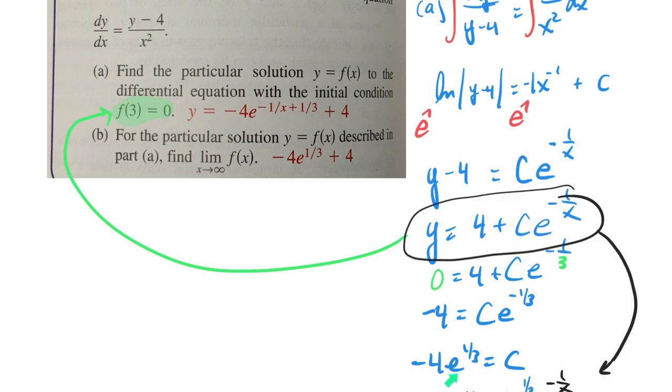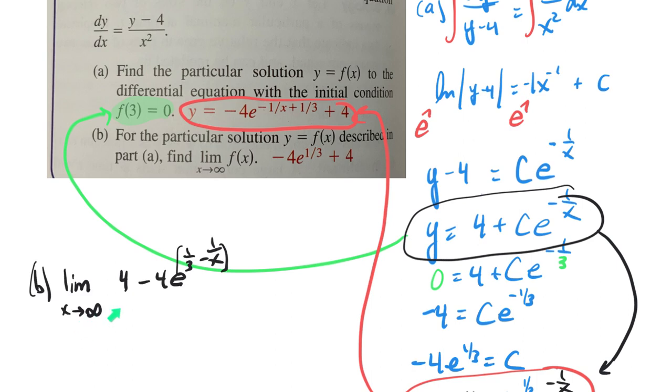So if we put negative 4e to the 1/3 in for c, then we have 4 minus 4 times e to the 1/3, times e to the negative 1 over x. Just making that substitution. And I should be able to simplify that by multiplying e times e. We'll add the exponents, so we have 4 minus 4 times e to the power of 1/3 minus 1 over x, which is exactly what the answer key says we should have had. So that's all good. Now let's go to part B.